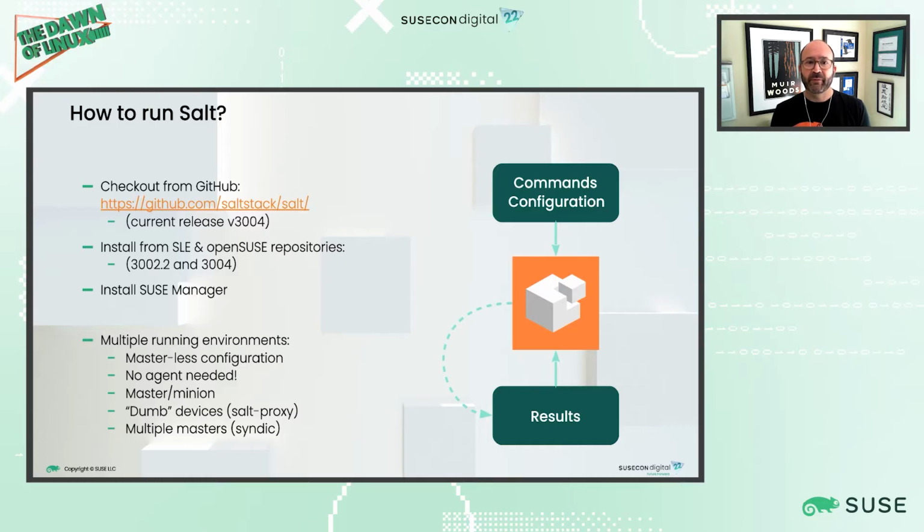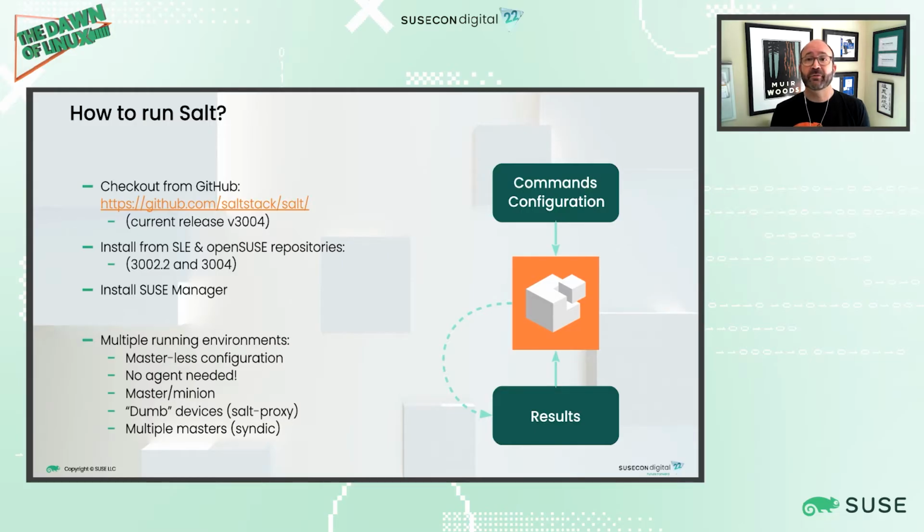So if you want a supported version, you can actually install Salt from the SUSE Linux Enterprise repositories. Or if you're running openSUSE, you can get it from the openSUSE repos. Again, the openSUSE version is 3004, same as the upstream version. The enterprise version is at 3002.2. So that's another way to run it supported. Or you can just install SUSE Manager. SUSE Manager includes Salt, and if you want to use SUSE Manager in your environment, you get Salt for free.